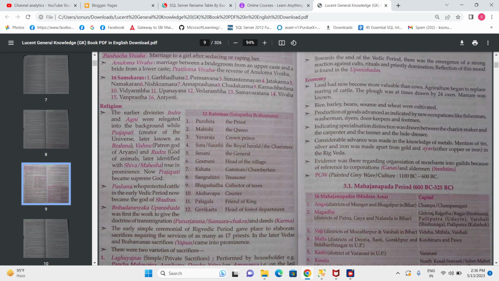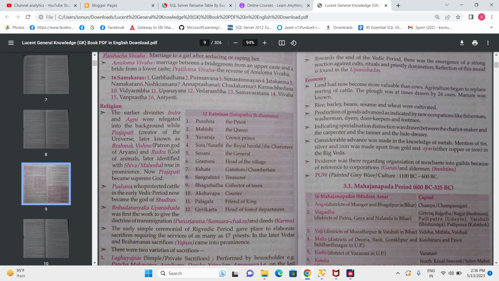Production of goods advanced as indicated by new occupations like fisherman, washerman, dyers, doorkeeper and footman. So it's not important. Indicating specialization, a distinction was drawn between the chariot maker and the carpenter, and the tanner and hairdresser. These are not important points, we can leave.